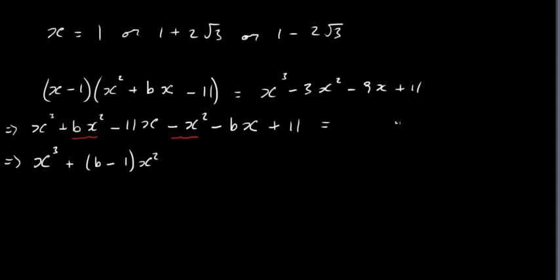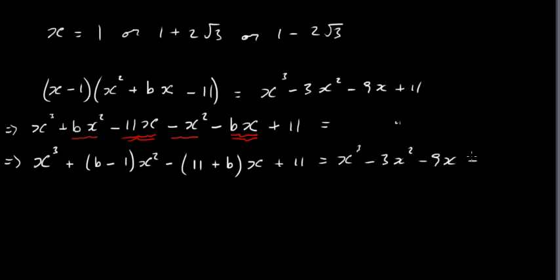Now I also have here an x, and I have an x here as well. So I'm going to put those two together. So I'll put down a minus here this time because they're both negative. So it allows me to put positive values in here then. So this will give me an 11 here and a plus b here, and I'll end up with an x here plus 11, and that should be equal to x cubed minus 3x squared minus 9x plus 11.